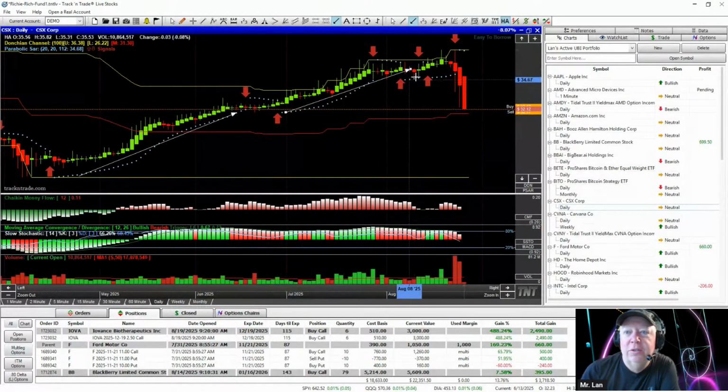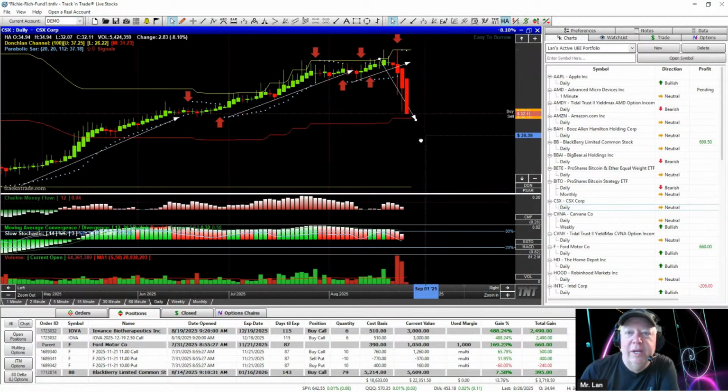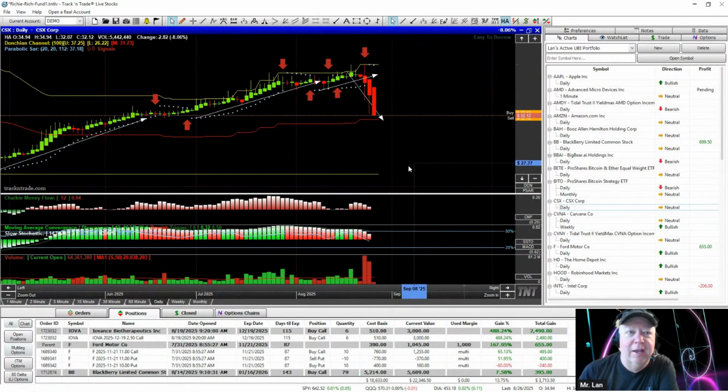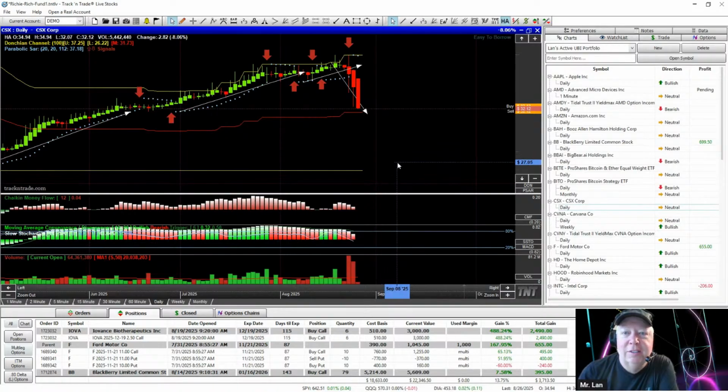Drive 1, drive 2, drive 3. Down it came, all the way down to the red bars. Look at that. That's on a daily chart. That's just as beautiful as can be. A little faster than we probably want it to happen, but you know what? We'll look for something like this.